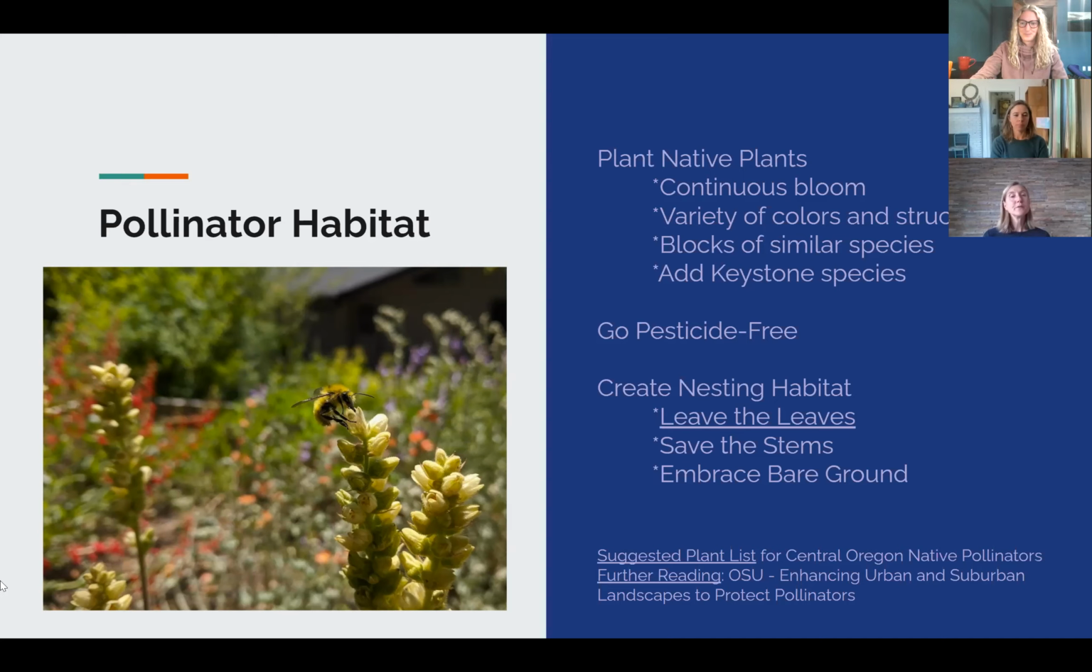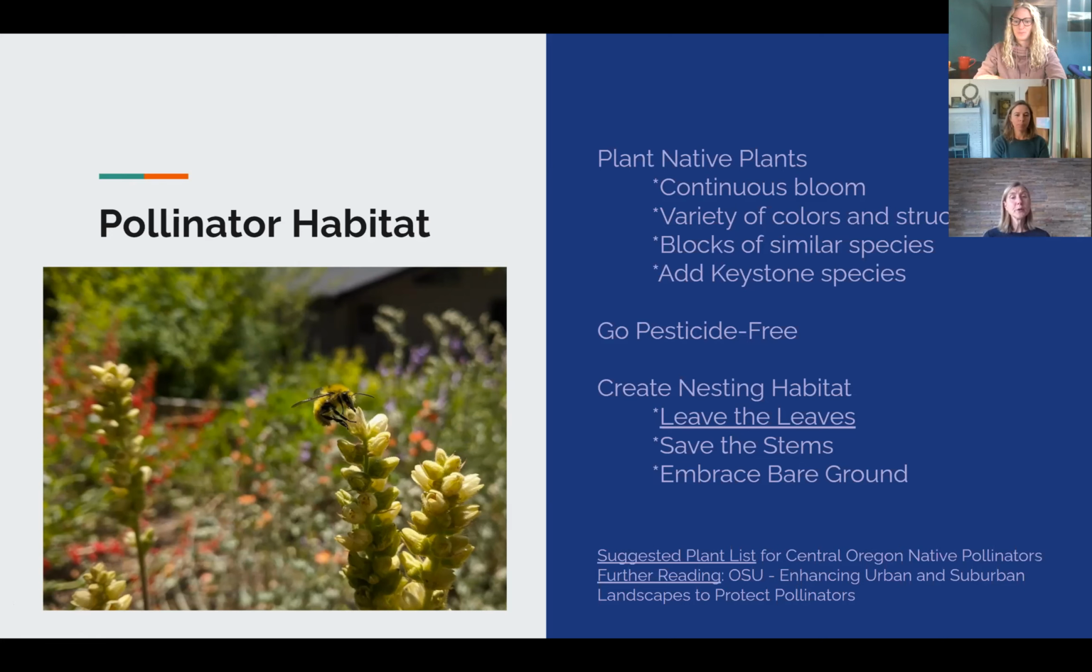Of course, you definitely want to go pesticide free in your pollinator habitat. There just aren't two ways about it. The pesticides are definitely decimating our pollinator population. So please, to the best of your ability, go pesticide free.